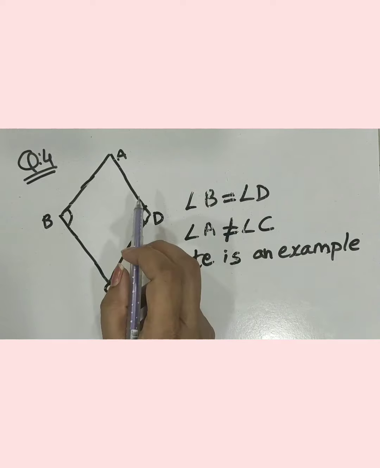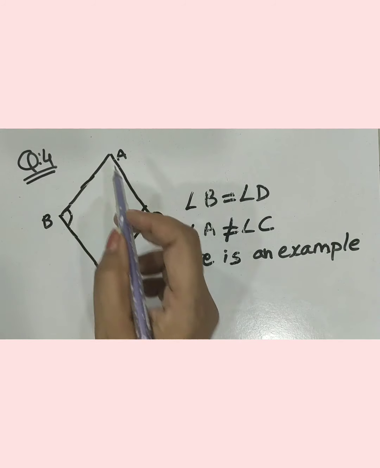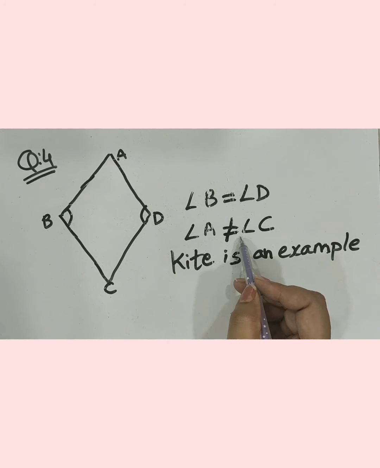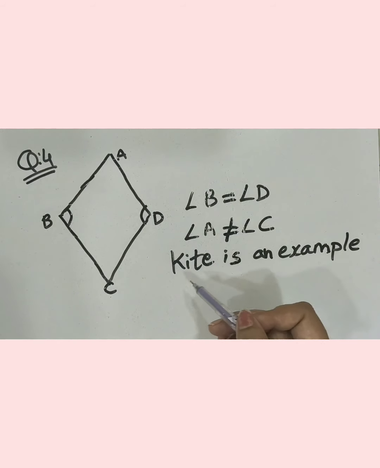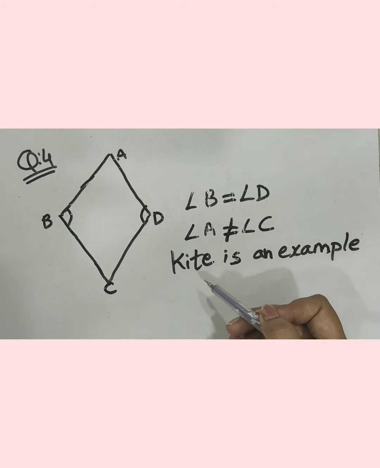It is not a parallelogram. If you observe, angle A and angle C are not equal, so it cannot be considered as a parallelogram. In fact, it is an example of a kite.